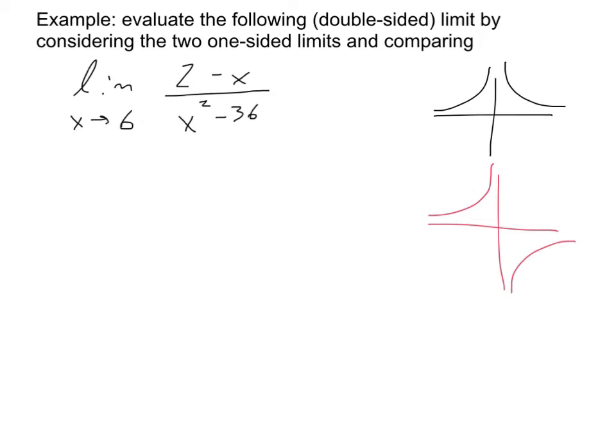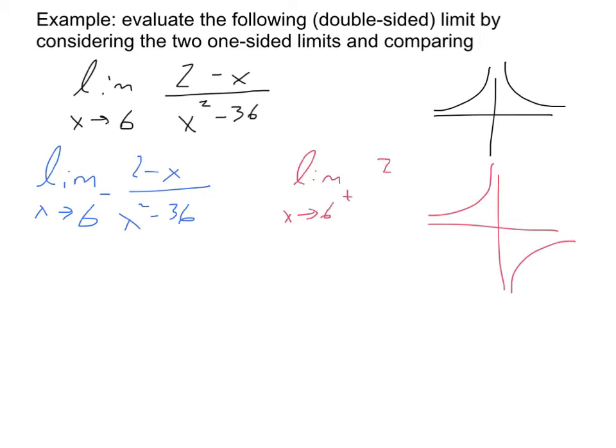So if you're feeling up to it, pause the video and try doing the two one-sided limits by yourself. If you need to see one example of this, there's going to be one more that you can try on your own later. So for this one, I will need to do the limit as x approaches 6 from the left of my expression, 2 minus x over x squared minus 36. And then I'll also have to do the limit as x approaches 6 from the right of the same thing.